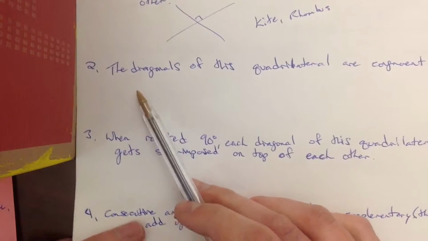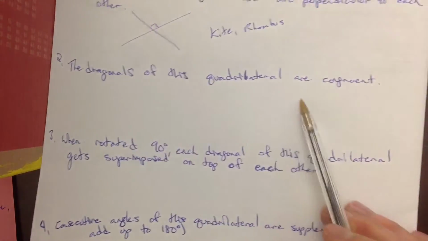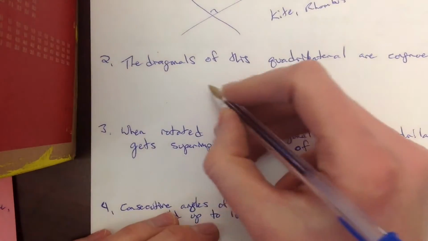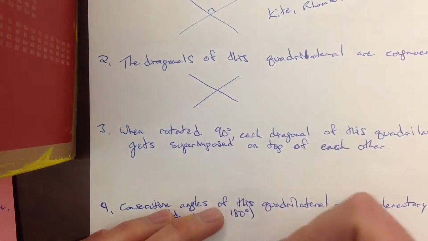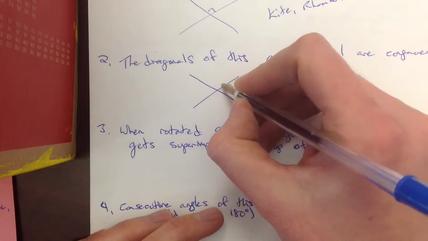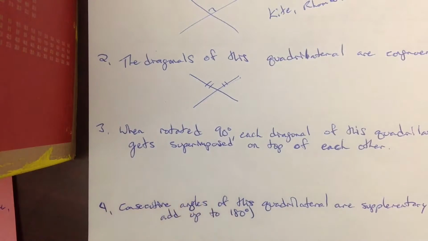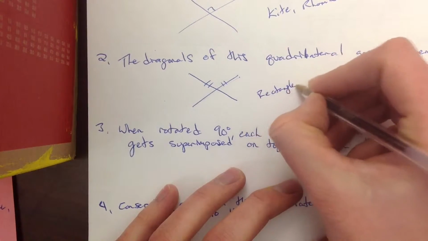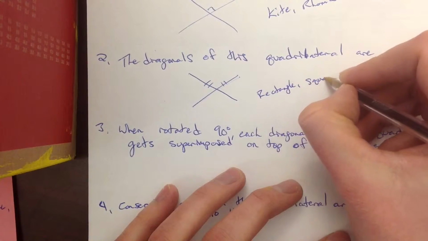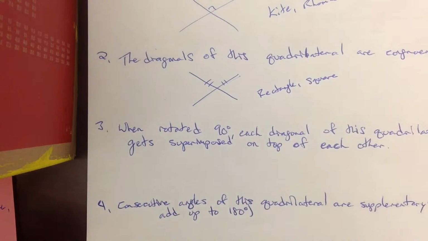The second one, the diagonals of this quadrilateral are congruent. So in other words, we have some four-sided shape and the diagonals between them are the same length. So this guy is equal to that guy. Well, things that fit this are a rectangle and a square. You see if you can think of any others.